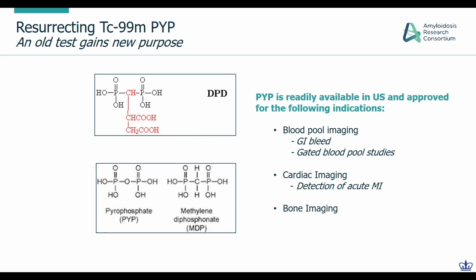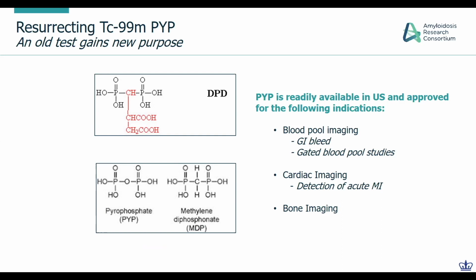So when the study was published by Rapezzi's group, Dr. Maurer had asked me to see if we could do DPD over here. But DPD, because it's not approved in the US, so we looked at other tracers which were similar in chemical structure to DPD. And the one which we found was closest was PYP. And PYP was readily available in the US and approved for the following conditions.